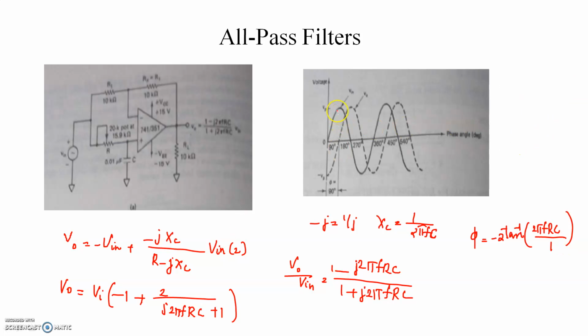The corresponding input and output voltages are plotted against the phase angle, and here it is the input signal and it is the output signal. There is no change in amplitude after passing through the filter, but its phase is changed by passing through the filter.